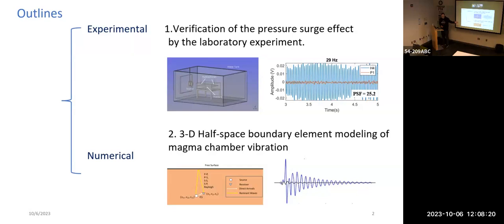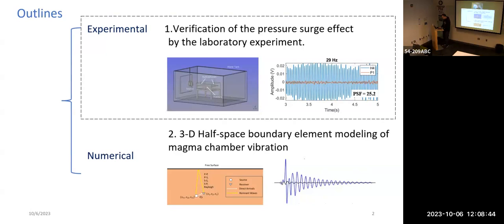For the fluid-filled fracture, the fracture is filled with water, and that can be regarded as a fluid inclusion in the elastic medium. And for the magma chamber vibration, the magma can be regarded as a fluid included within a rock body. So they are both related to fluid in an elastic medium. And I'll first talk about my experimental work.